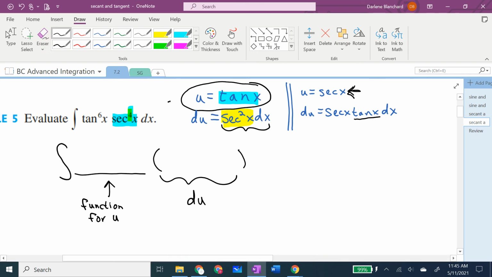We are choosing to use u equal to tangent x. We need to set aside secant squared x dx. And that will leave me with still having tangent to the 6th power, but now my exponent on secant is going down to a 2.